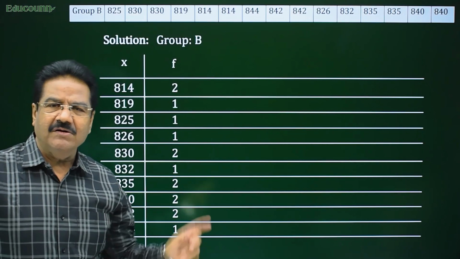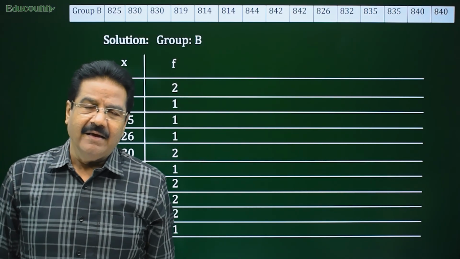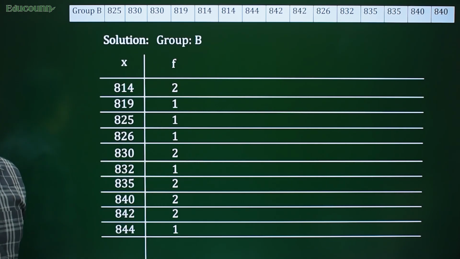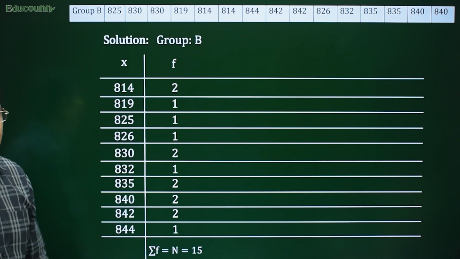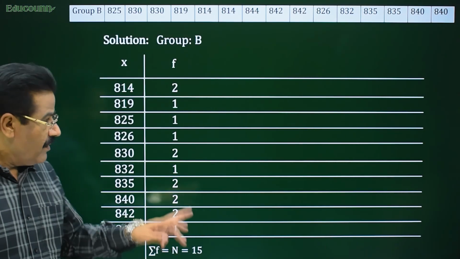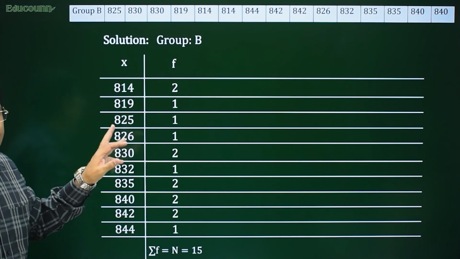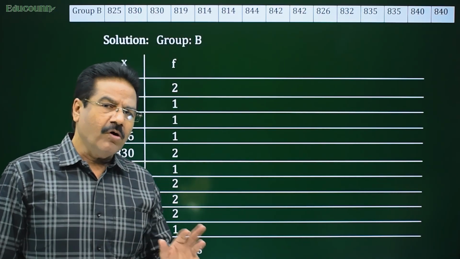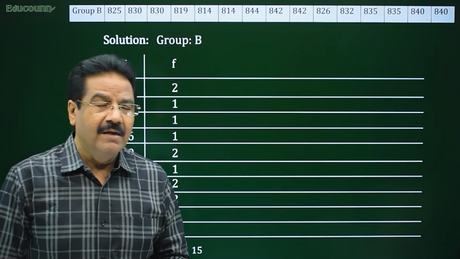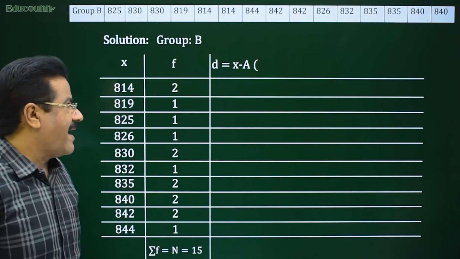So we need to find summation of f, meaning capital N, it must be equal to 15. So let us add this and check whether it is 15 or not. It should be 15. Now we have to do the substitution. Again observe that, like group A, data is not consistent. So no question of the concept of U. We have to use the concept of D. So D is equal to X minus A.